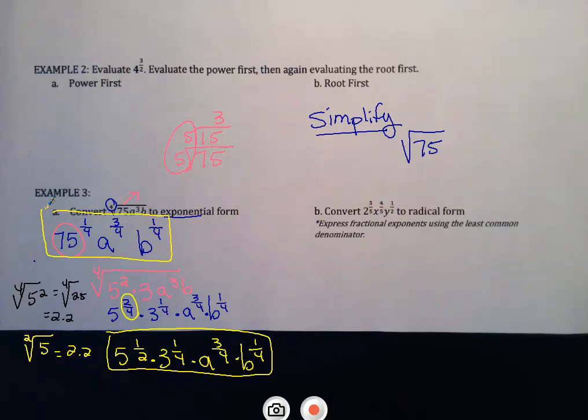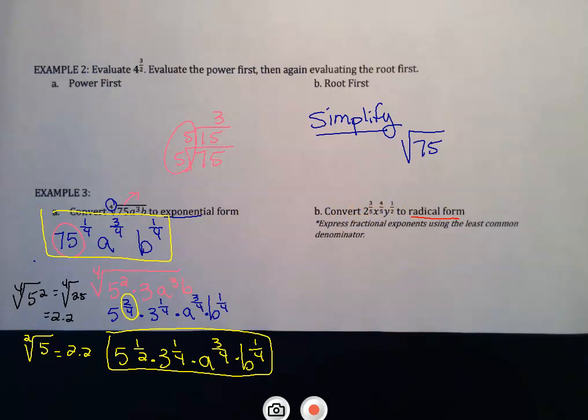Okay, so on B, we're going to actually convert the exponential form to radical form this time. So now we want it in the radical form. The key here is to express your fractional exponents using the least common denominator. So if we look here, we have a 5 and a 2. We can't put one radical under there if they don't have the same denominator. So we've got to get them to have the same denominator.